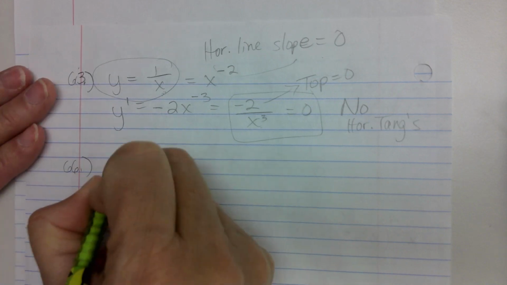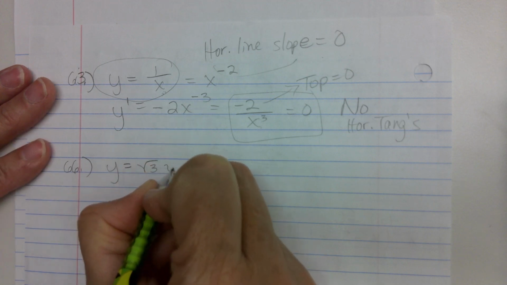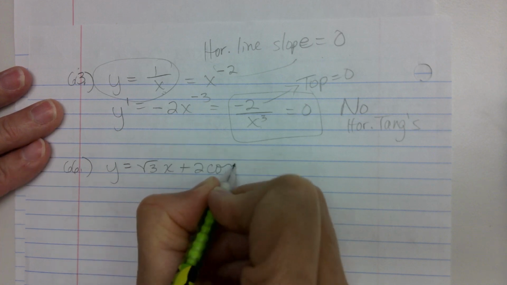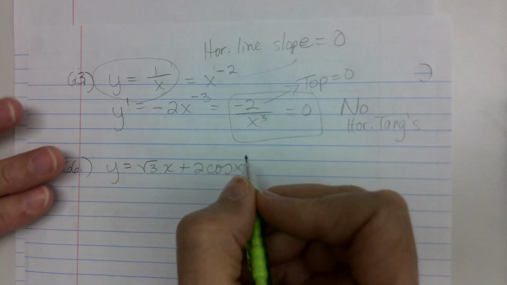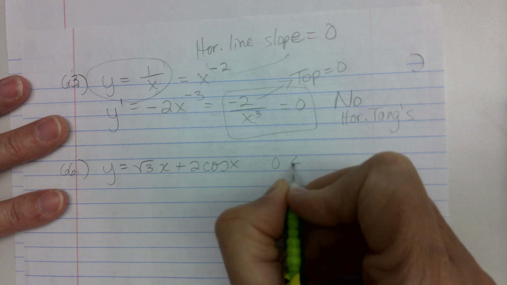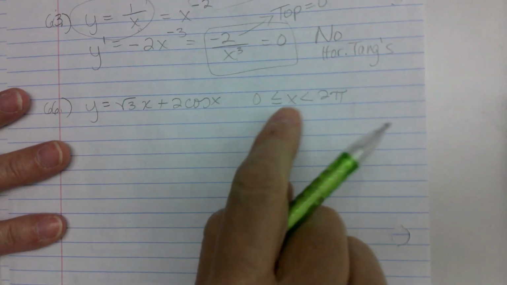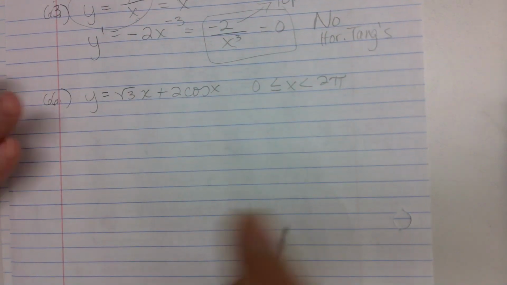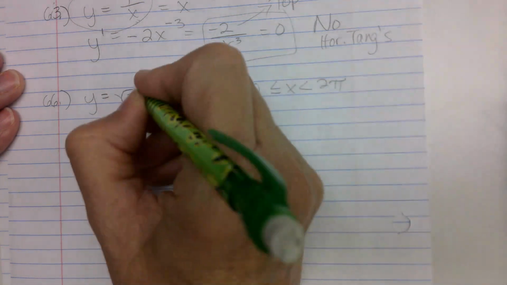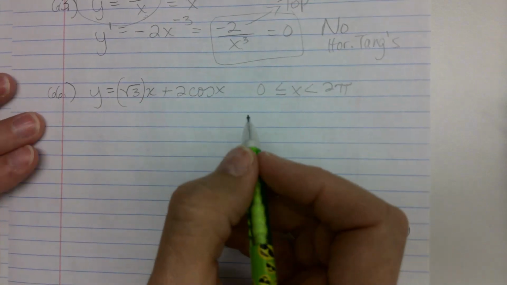y equals square root of 3 times regular x plus 2 cosine x. I need to put a space between that, or parentheses or something. And 0. So at least we only have to look from 0 to 2 pi, right? Yeah. Is that x under the square root? No, that x is not under.